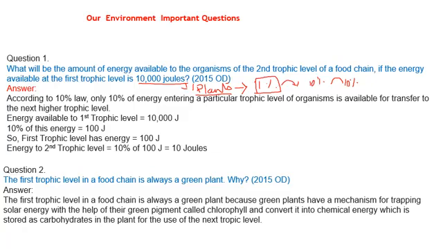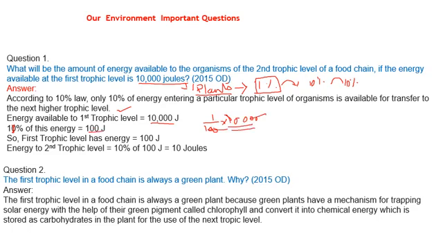So according to the 10% law, only 10% of the energy entering a particular trophic level of organisms is available for transfer to the next higher level. This is a very important question, children. You have to keep in mind all the points which we have discussed here, right? So here the energy level for the first trophic level is 10,000. So please take 1% of this energy. What is 1% of 10,000? You have to find out. That is 1 upon 100 into, sorry, 10,000. So it is coming 100 joules, right?